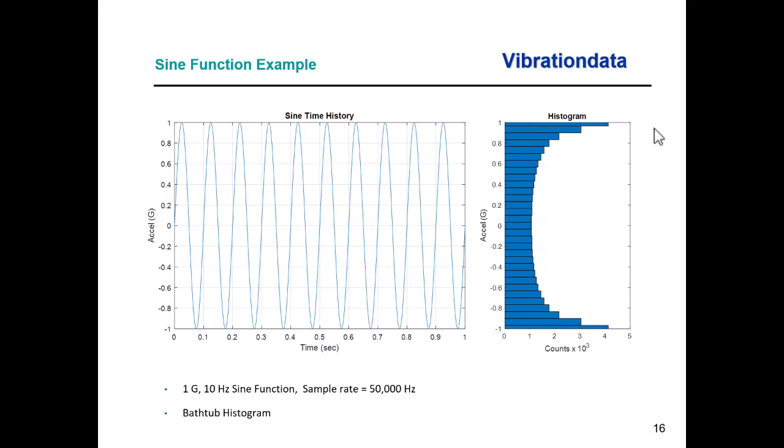And the reason we had such a high sample rate relative to the frequency was so that we could get a smooth histogram. Now this histogram is rotated 90 degrees clockwise from what you're probably accustomed to seeing histograms. And the reason for that was so that we've got two subplots here. In each subplot, the y-axis is acceleration g minus 1 to plus 1. So that's on purpose. And then the x-axis of the histogram is counts times 10 to the third power there.